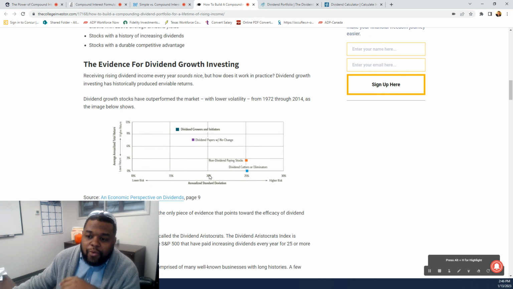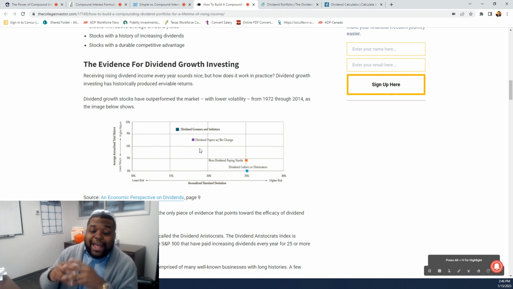Here's a chart to show why individuals invest into dividend growth funds and dividend growth stocks. Just by itself in the market, it shows that those who invest into dividend growers and dividend growth initiators, on average, have lower risk, and between the years of 1972 and 2014 typically get an average rate of return of roughly 10%. You understand that it's the average.